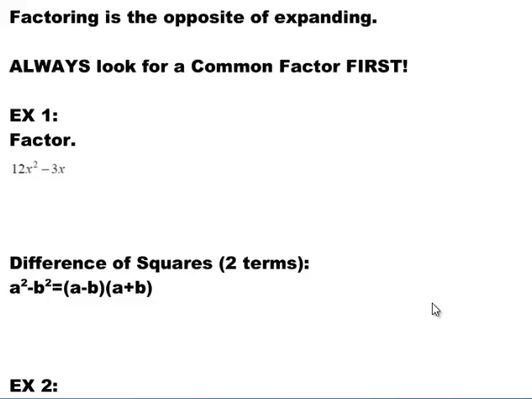For example, 12x squared minus 3x. We can see that first 3 is common between 12 and 3 because they are divisible by 3. And x squared and x, they have an x common. So we can factor out 3x. 12x squared divided by 3x gives us 4x. And negative 3x divided by 3x gives us negative 1.